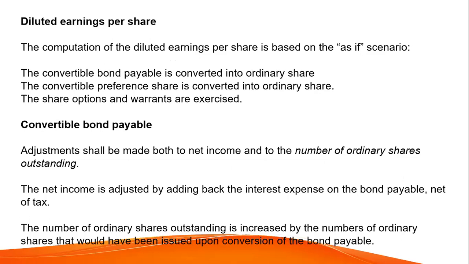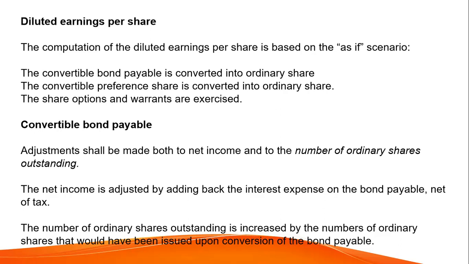Diluted earnings per share. The computation of the diluted earnings per share is based on the as-if scenario. The convertible bonds payable is converted into ordinary shares. The convertible preference share is converted into ordinary shares. The share options and warrants are exercised.